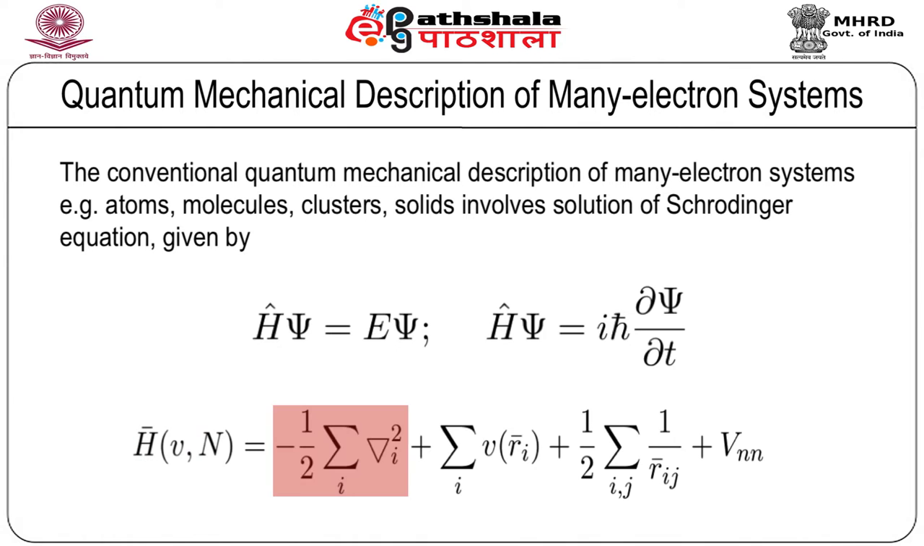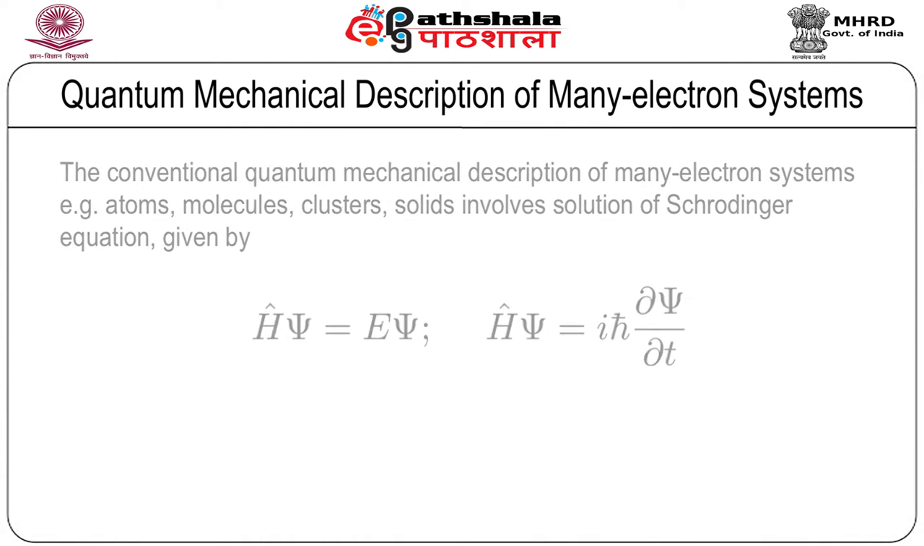The first term is the kinetic energy of the electrons. The second term is the potential created by the ions, the ionic potential. The third term is the potential due to electron-electron repulsion. And finally, the last one arises due to the interaction between a nucleus and another nucleus. We have used here the atomic unit so that the mass of the electron, its charge, etc., has been assumed to be 1.